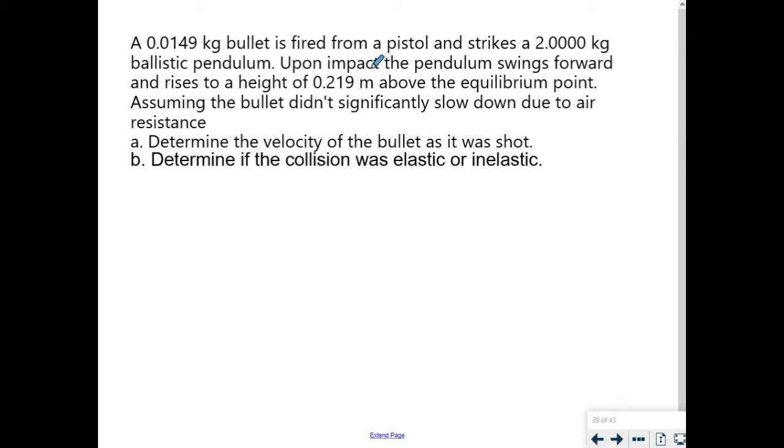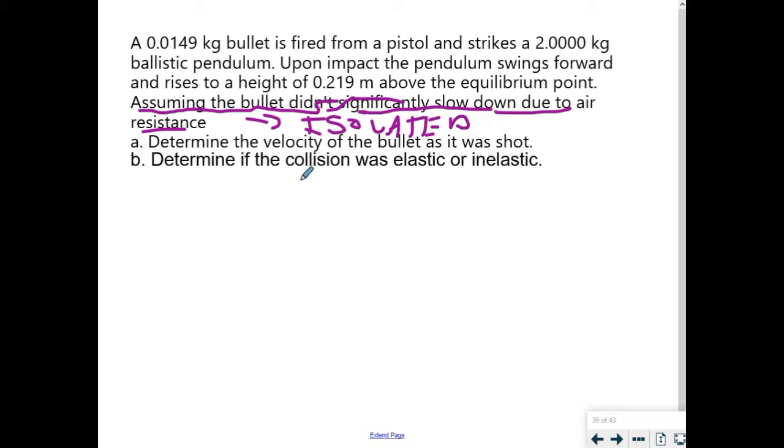Upon impact, the pendulum swings forward and rises to a height of 0.219 meters above its equilibrium point. We're going to assume the bullet didn't significantly slow down due to air resistance, because let's say it did. If the bullet is slowing down due to air resistance, it's implying that it's not an isolated system. It's implying that energy was, finger quotes, lost. So this sentence right here is a way of trying to indicate to us that we have an isolated system.